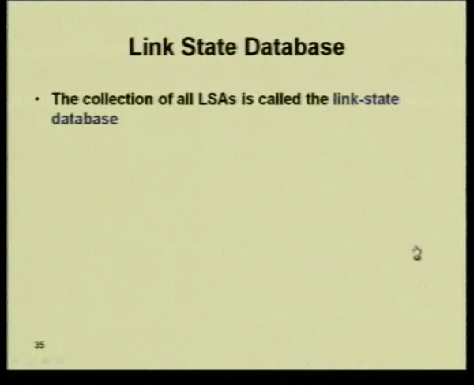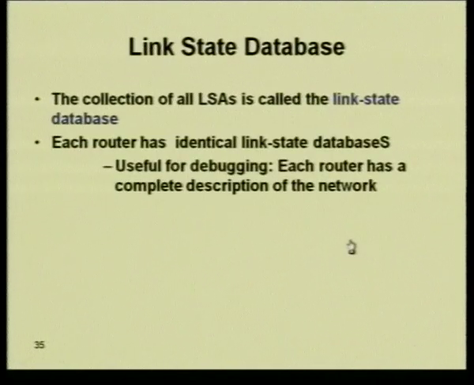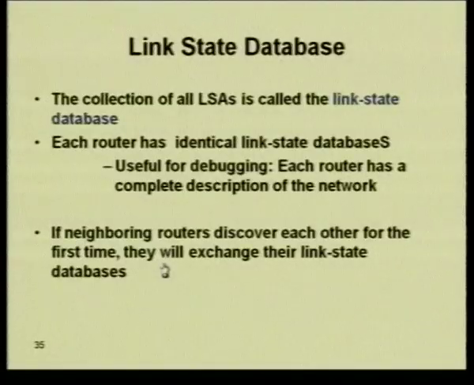Now, if we look at this database, the collection of all LSAs, as we said, is called the link state database. Each router has an identical link state database, which is useful for debugging because each router has a complete description of the network. And if neighboring routers discover each other for the first time, they will exchange their link state databases. This again helps to make the convergence faster, or rather to make the latency less.